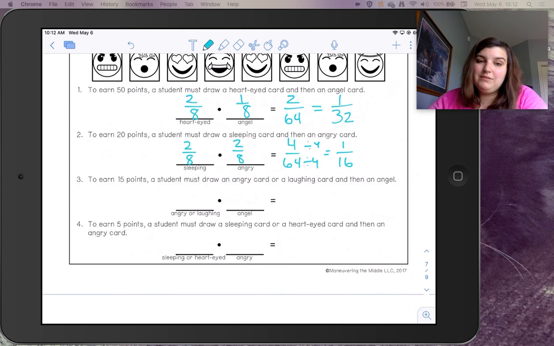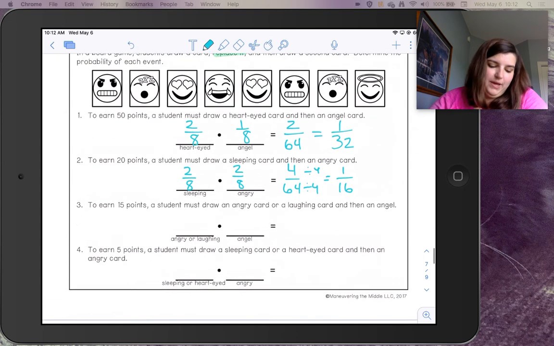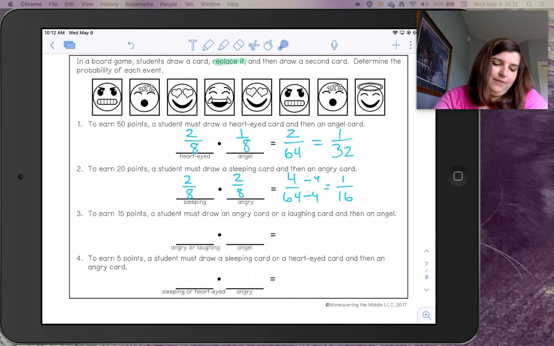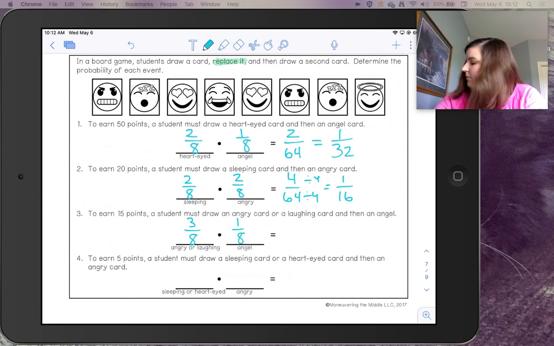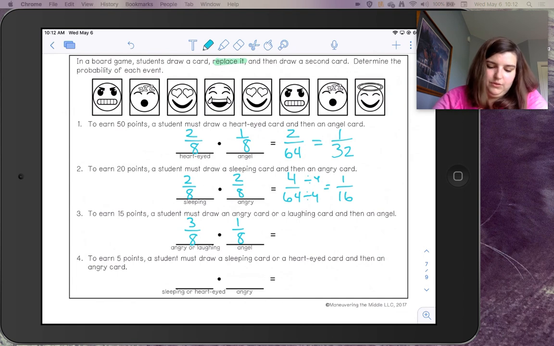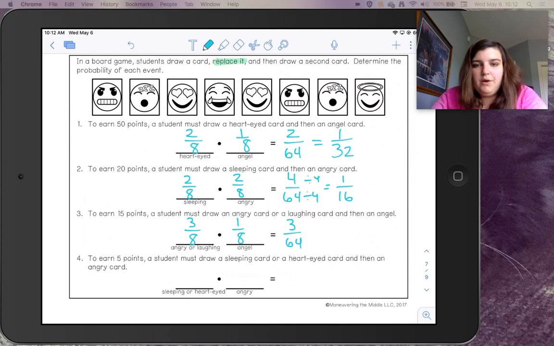To earn 15 points, a student must draw an angry card or a laughing card and then an angel. So angry or laughing. So I'm just going to count angry and laughing. There's 3 angry or laughing. And then angel, we've got 1. So that is 3/64. I don't know why that's 15 points. It's not actually that much. That's somewhere between the 1/32 and the 1/16.